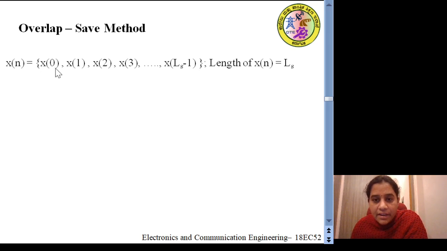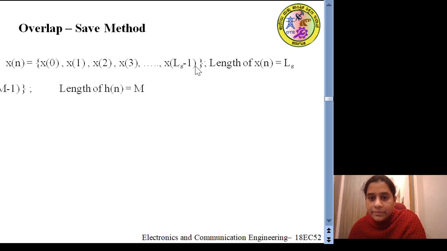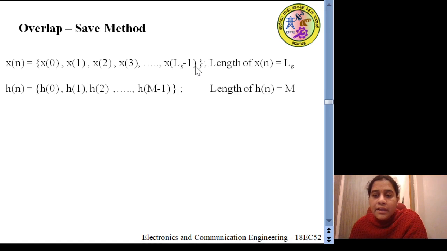Our x of n has the samples x of 0, x of 1, x of 2 up to x of Ls minus 1. So the length of x of n is Ls. And as we assumed, the length of the FIR filter's impulse response h of n is M. This h of n sequence has the samples h of 0, h of 1, h of 2 up to h of M minus 1. So there are M samples in the system impulse response or FIR filter's impulse response.